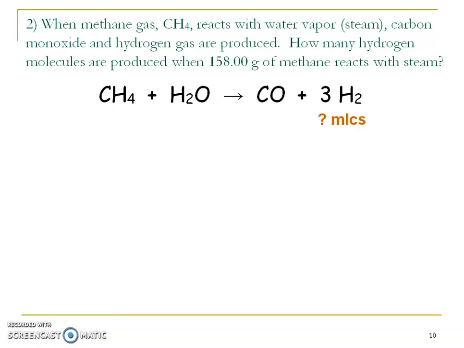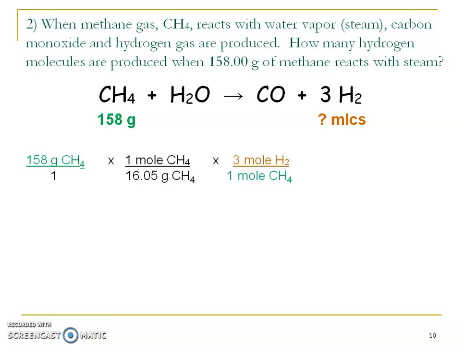You put the question mark with molecules for hydrogen and the 158 grams for the methane. Then here's the problem. We're going to start with the grams to moles, so we need that molar mass or formula mass of CH4. And then we're going to use our mole ratio, that step that gets us from the methane to the hydrogen. Again, the unit is the same of moles, but the substance now changes.